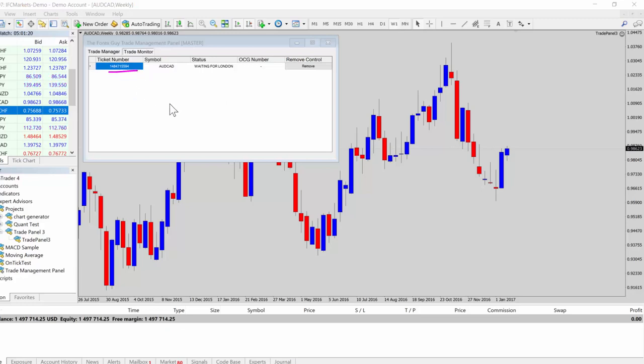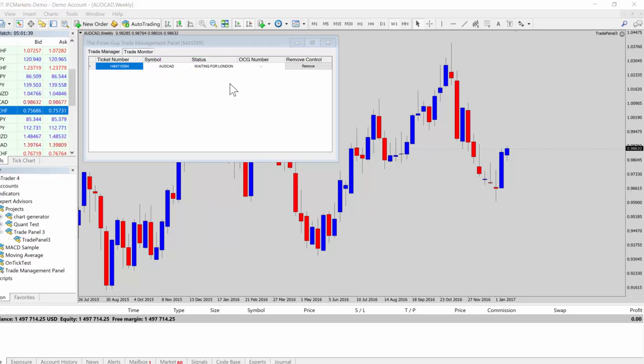So it's just a dummy number until the trade gets triggered and is actually a live order in your broker, and the broker gives you a ticket number, then the ticket number will be updated here. But it tells us that we're waiting for a trade on the Aussie CAD and we're waiting for London here.